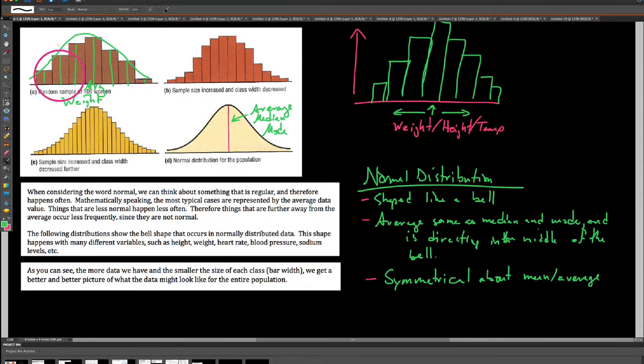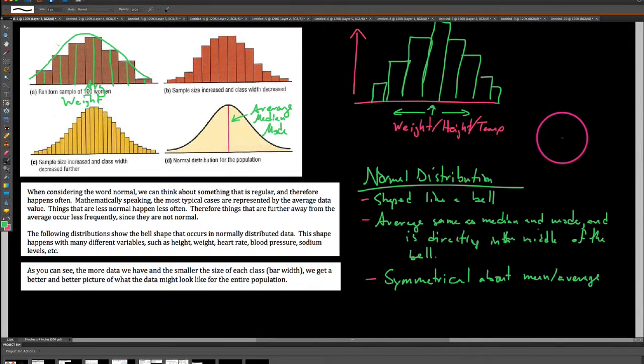What we could do is assume that if this 100 women really is a good subset of the entire population, then perhaps we could model what the entire population would look like based upon just our sample of data here. So here's what we're going to do.